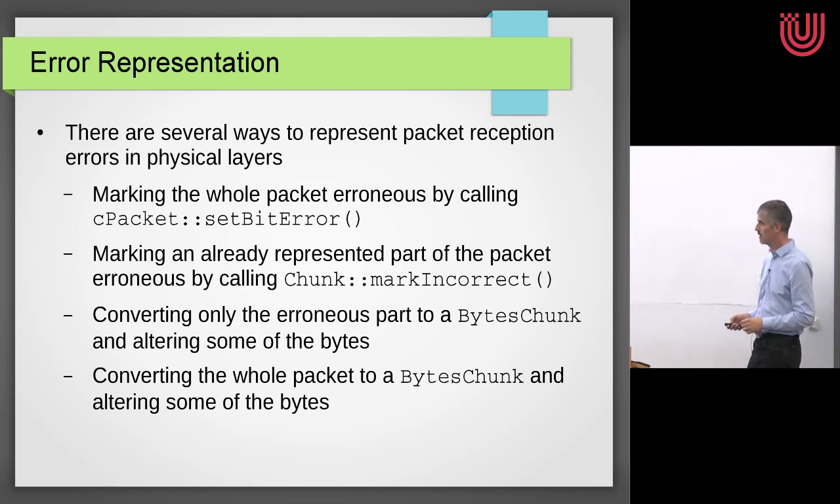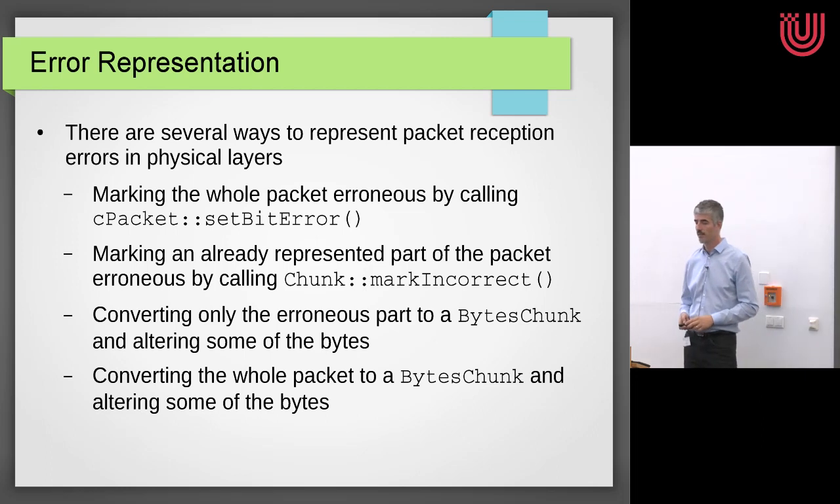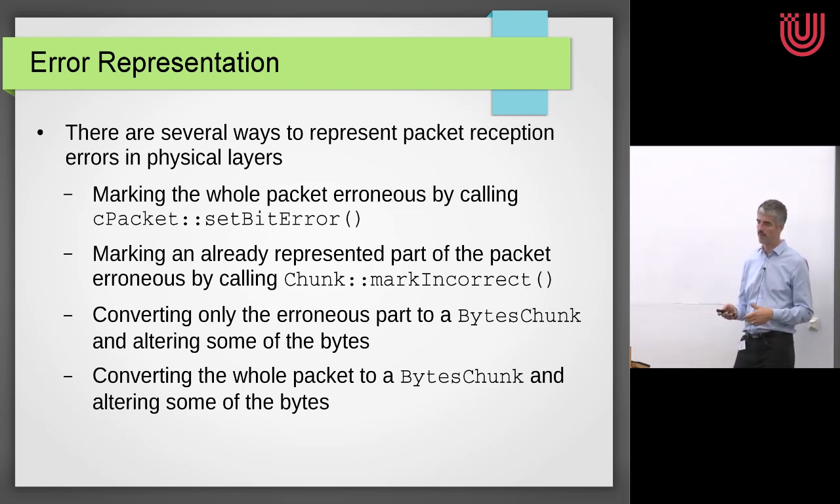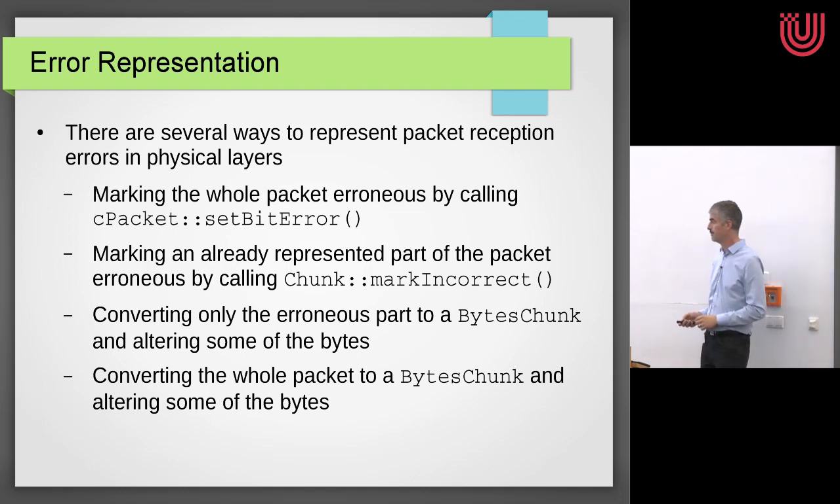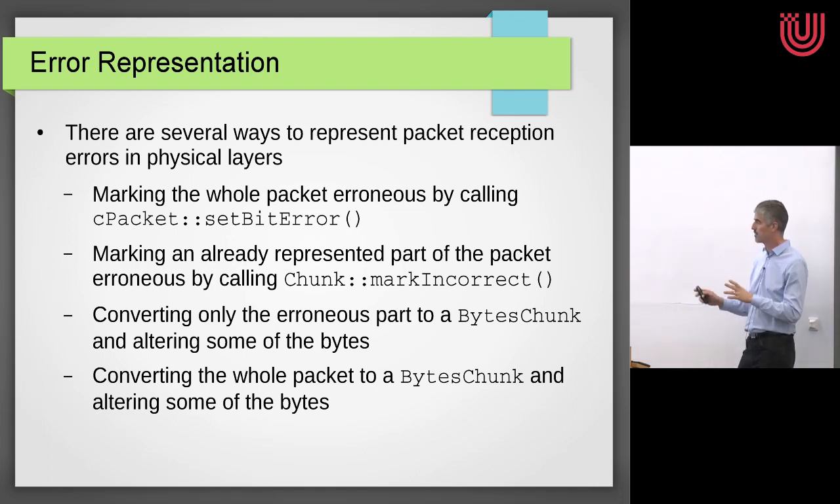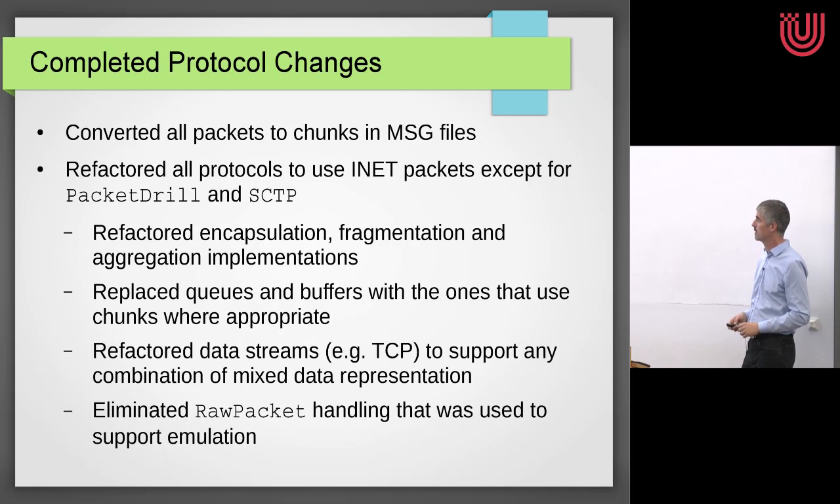But if we are willing to sacrifice some computing power, then we can replace that part with a bytes chunk and actually alter the bytes, and all the protocols are still supposed to work without any error, as long as the serializers properly serialize the data. Or we can even replace the whole packet. So there are many options. There are even more options than this, for how to represent bit errors.